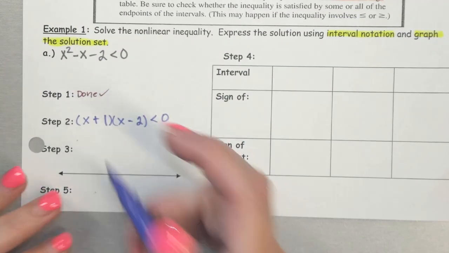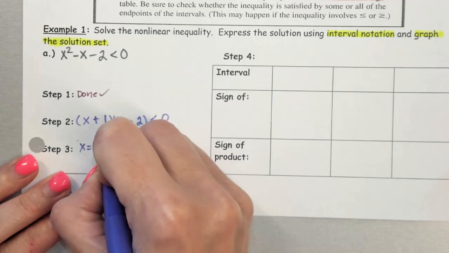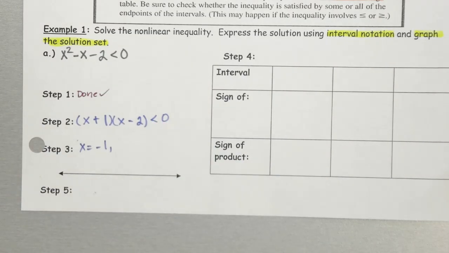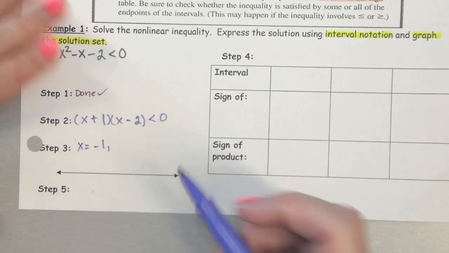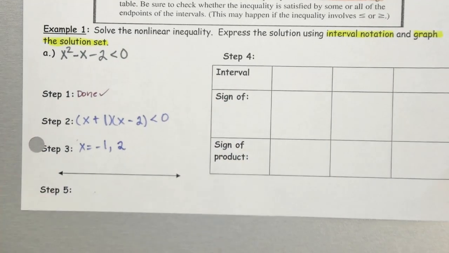Yep, -1. So mine would be -1. So -1 is one of our values. Okay, and then for this one, what could I plug in? 2. Make sure that when you line them up here that they are in numerical order, or else your intervals are not going to be correct.